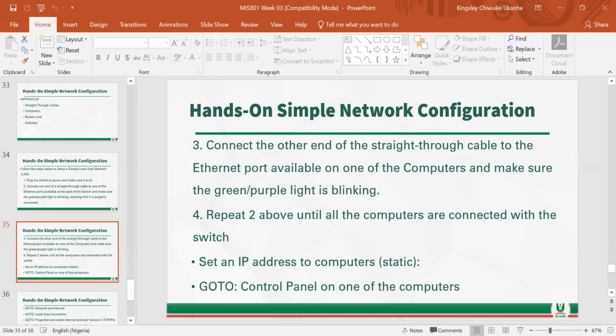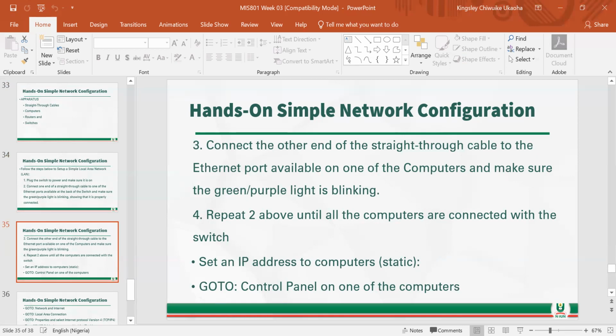Step 3, connect the other end of the straight-through cable to the Ethernet port available on one of the computers and make sure the green or purple light is blinking. Step 4, repeat step 2 above until all the computers are connected with the switch. Set an IP address to computers, which is static.